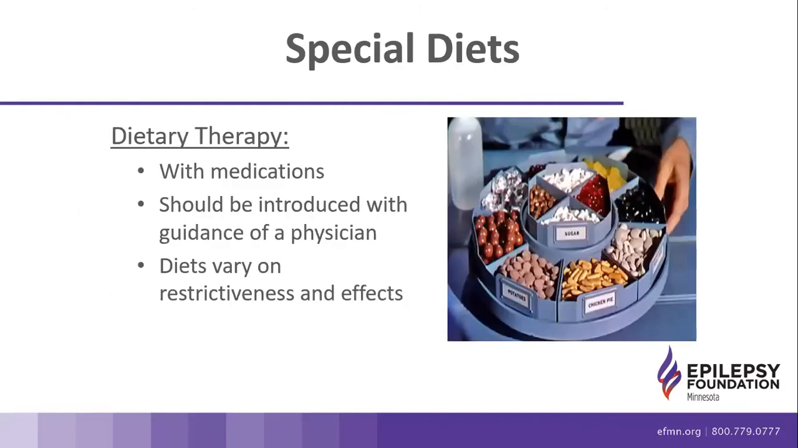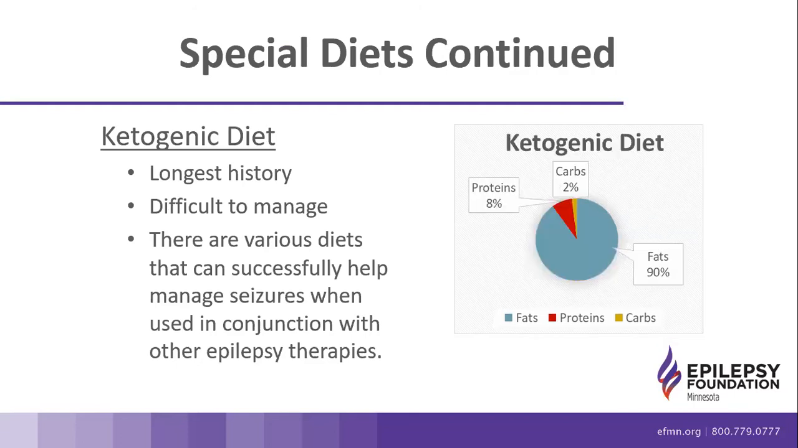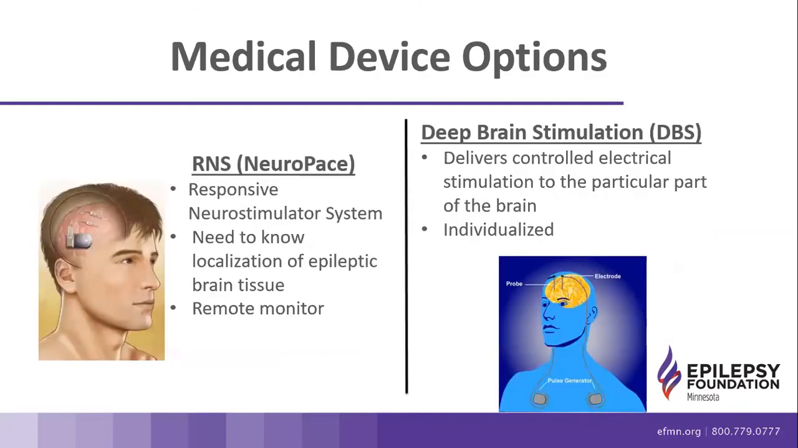There's also diets. So the ketogenic diet, which many of us know all about because it's a fad diet right now for the general public, was actually developed by a man in response to trying to figure out how to help someone with intractable seizures. Our standard American diet has about 60% carbs, 25% fat, and 15% protein. But when we look at the keto diet, it's about 90% fat, 8% protein, and 2% carbs. And so it is a very, very high fat diet, and it keeps the body in ketosis, which for some of those who have intractable epilepsy, is actually successful in helping control their seizures.